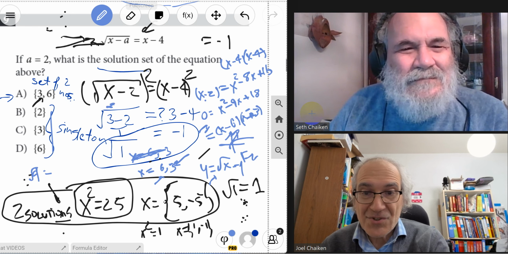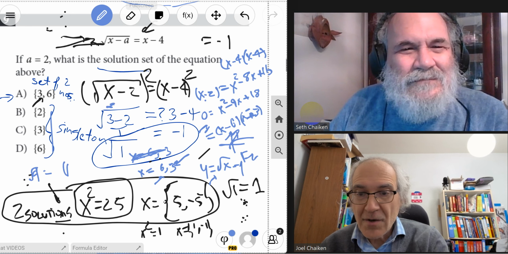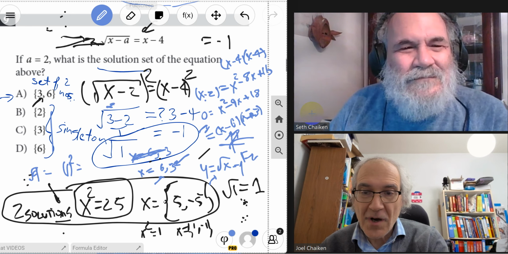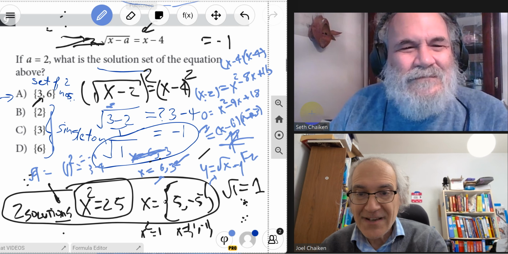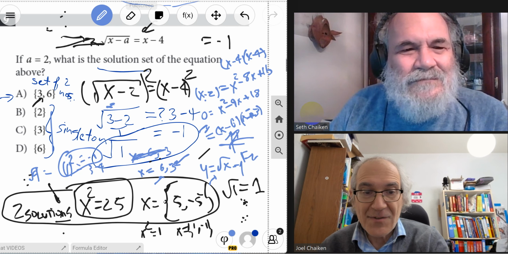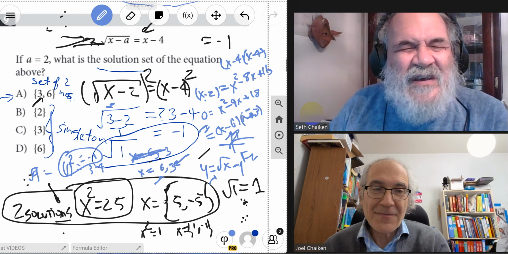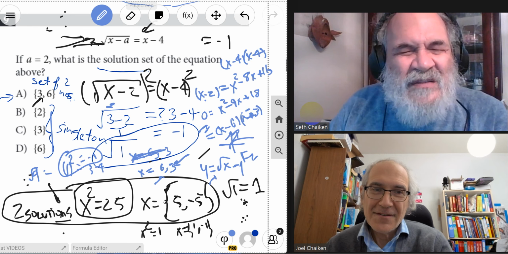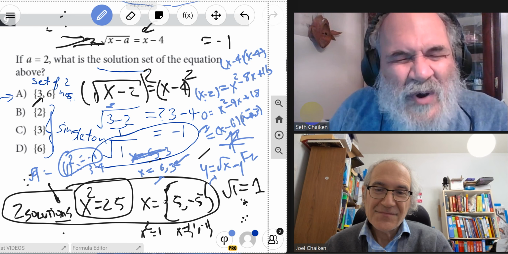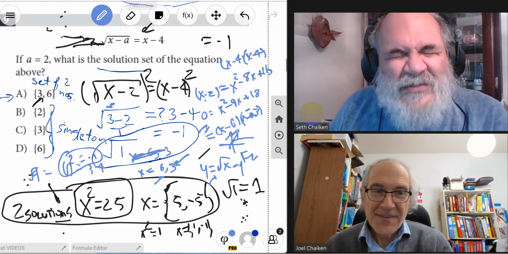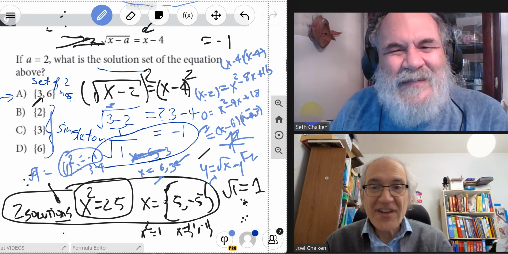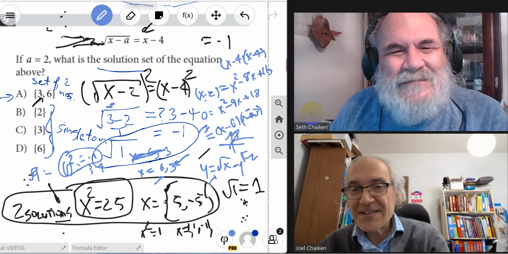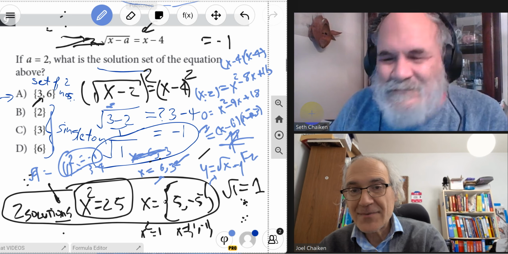3 minus 2 is 1. 1 squared is cool. That's 1. Equals, now what is this? 3 minus 4 is negative 1. That doesn't work. It's a false statement. 1 equals minus 1 is a false statement. I know. This is an extraneous solution. So nobody likes extraneous solutions, but we have to deal with the reality.